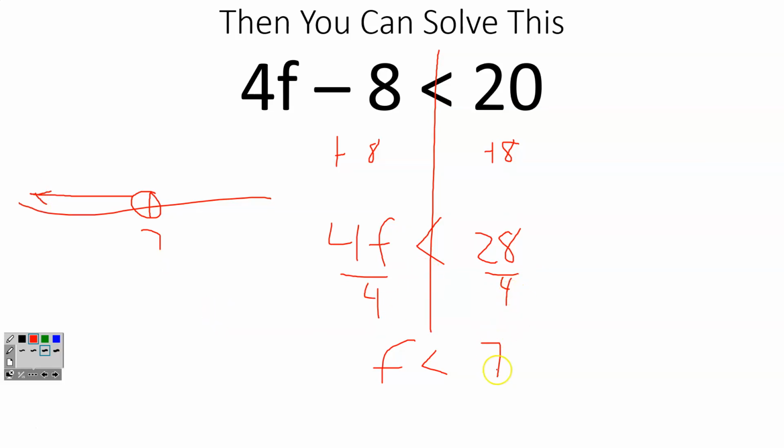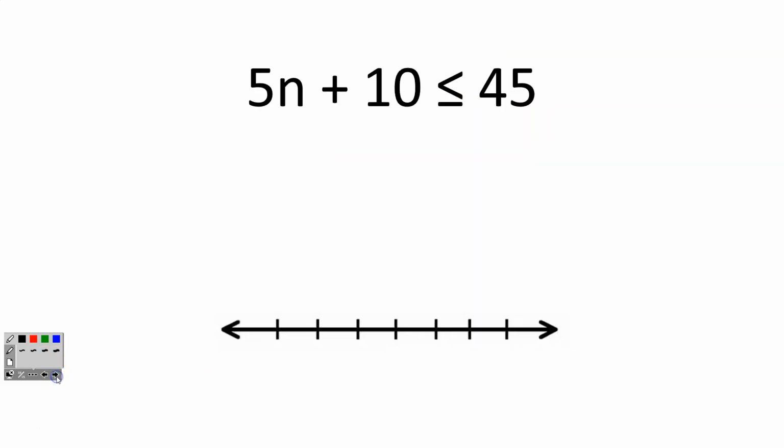Again, notice it's not the variable equals your answer. It's the variable and then an inequality and then the answer. So watch out for that. Don't fall into that.